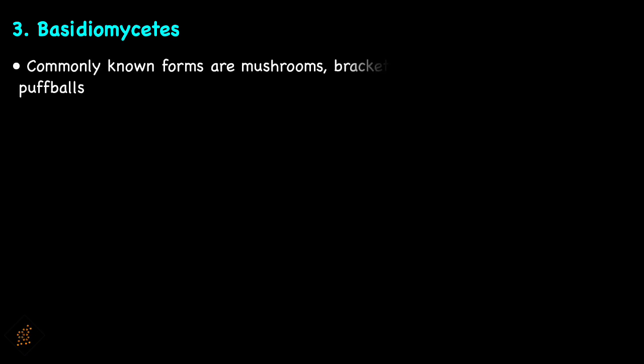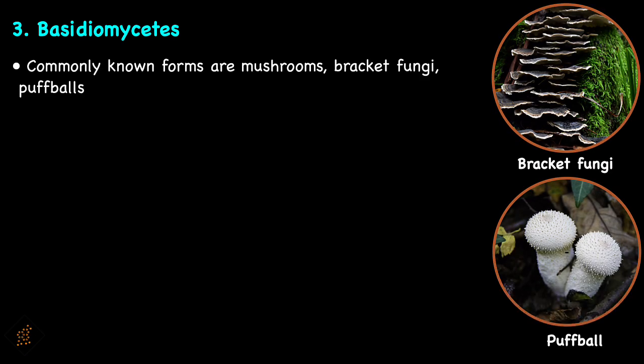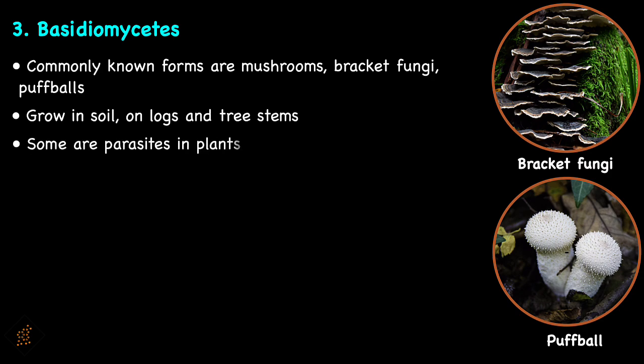Now, Basidiomycetes. Commonly known forms are mushrooms, bracket fungi. They are called bracket fungi because they form bracket-shaped fruiting bodies, and puffballs are called so because they have ball-shaped fruiting bodies. They grow in soil, on logs and tree stems. They are also found as parasites in plants. The mycelium is branched and septate.